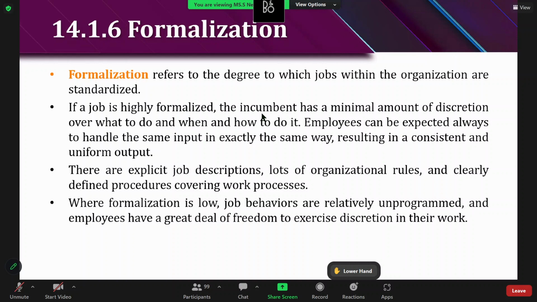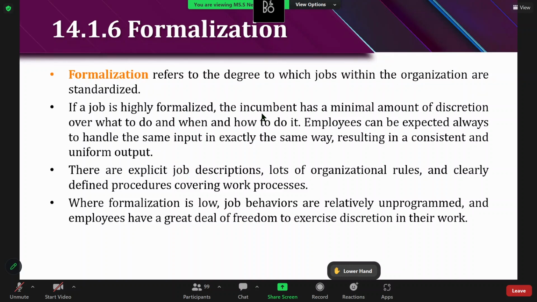So formalization refers to the degree to which the jobs within the organization are standardized. So how much standardization is there in an organization, whether the tasks are formalized, everything that needs to be done under a particular task is written, formal documents are there, the rules and regulations are properly established, and the code of ethics is there. So that is what formalization refers to.